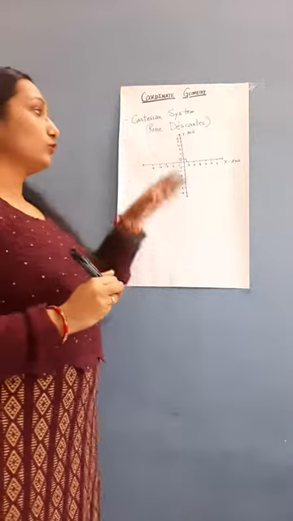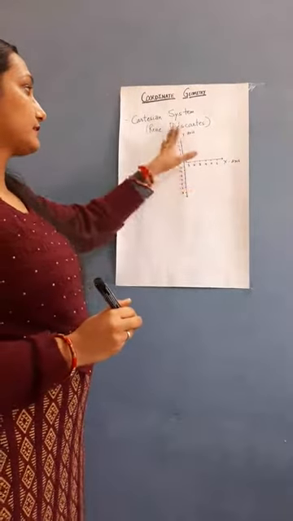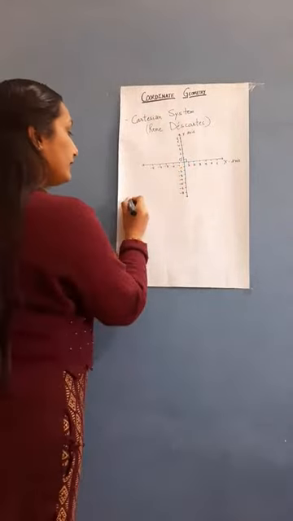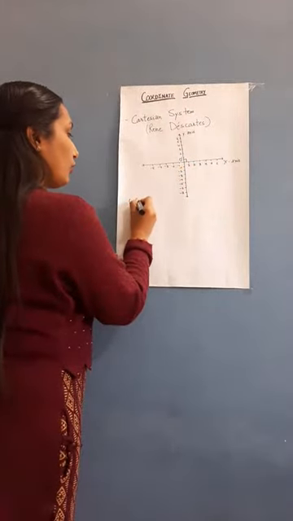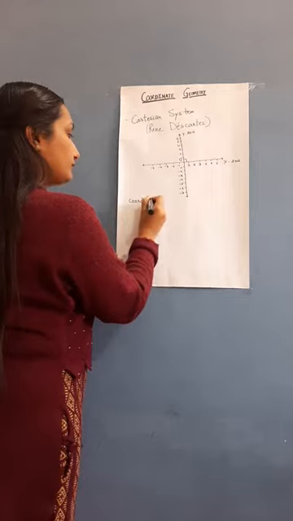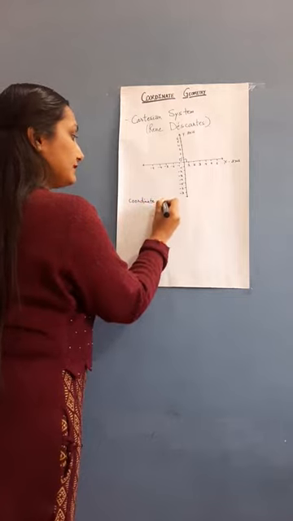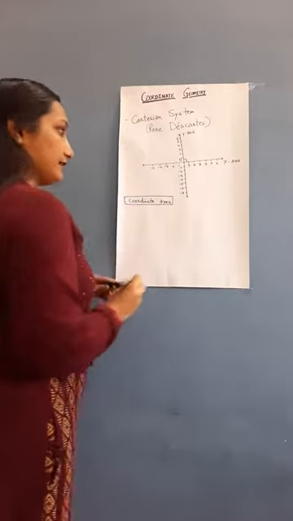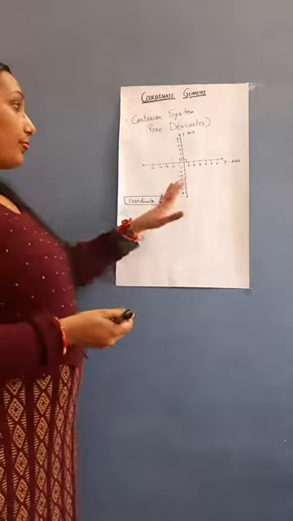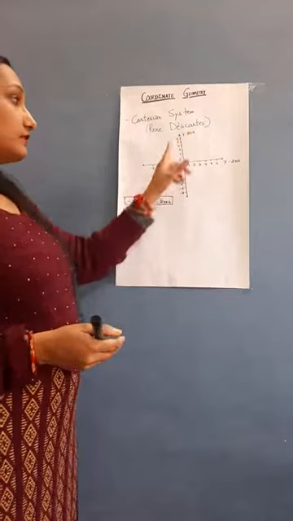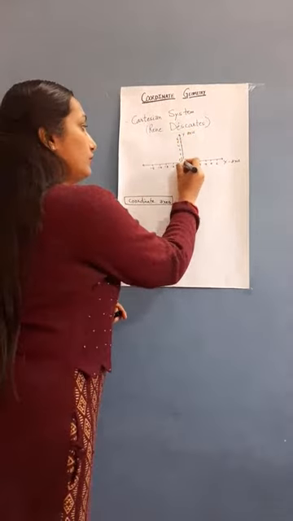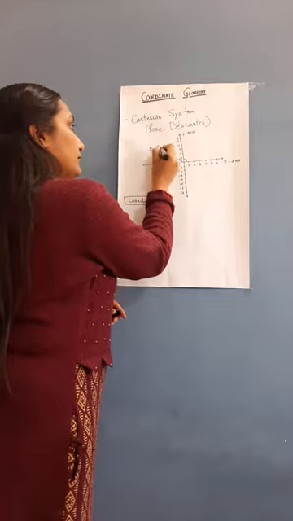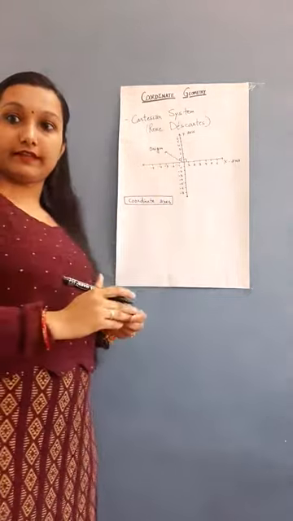These two lines, the x-axis and the y-axis, are called our coordinate axes. So the x-axis, the y-axis, and this point O, which is called the origin, all together make our coordinate axes.